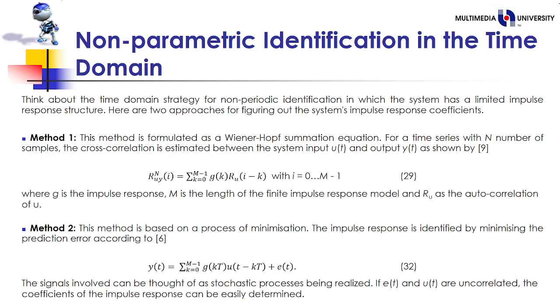The second method is based on a process of minimization. The impulse response is identified by minimizing the prediction error according to reference 6. The signal involved can be thought of as a process being realized if error and input are uncorrelated. The coefficients of the impulse response can be easily determined.